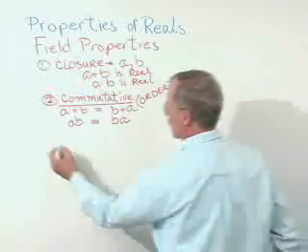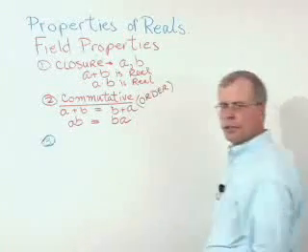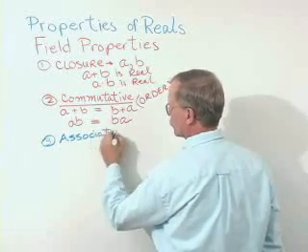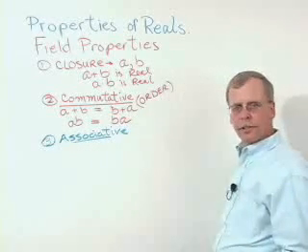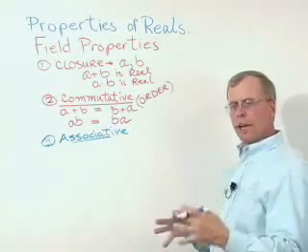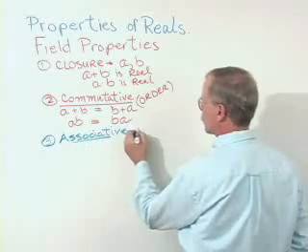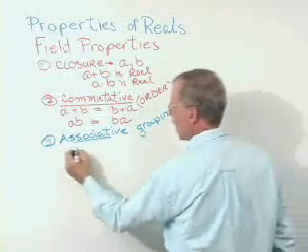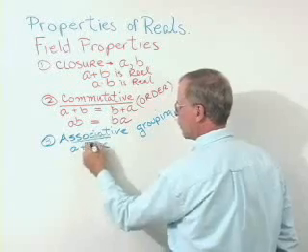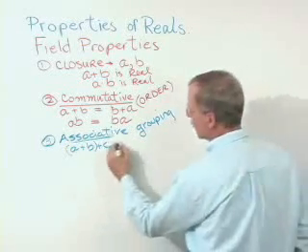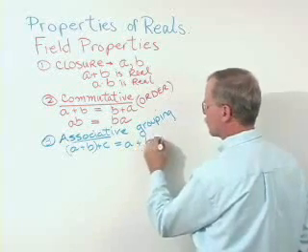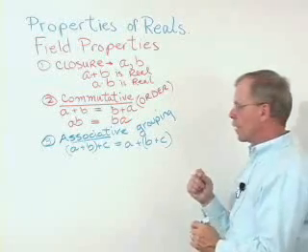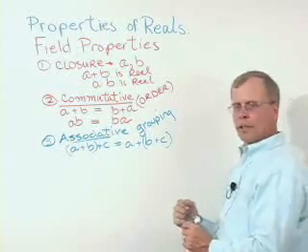A third property which fields have, and the real numbers share with other fields, is the associative property. Associative has as its root associate, which means to gather together. So the associative property's key thought is grouping. We have that A plus B, plus C grouped in this way, can be equal to A, plus B plus C grouped this way. The order does not change when you're using only the associative property.